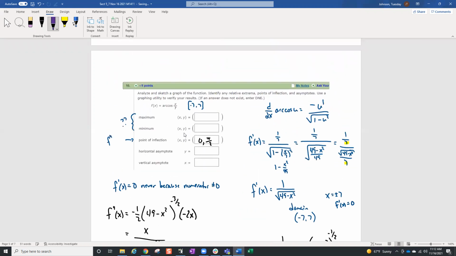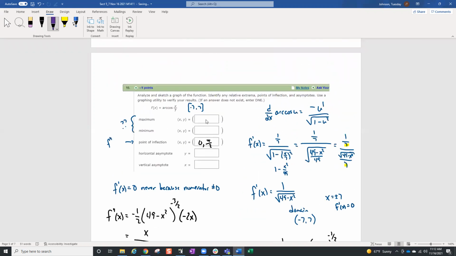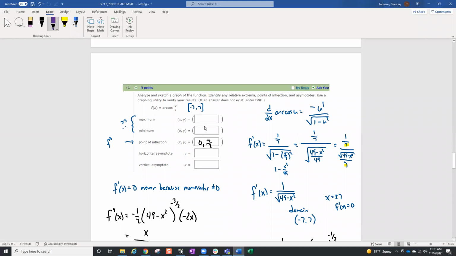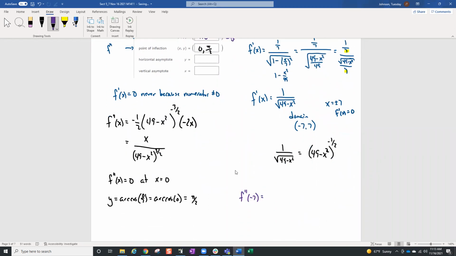I'm not entirely sure which one. I mean, obviously, according to our graph, -7 comma pi is going to be our biggest value, and 7, 0 will be our minimum. Other than Desmos is awesome, we need to know why and how we would find these.